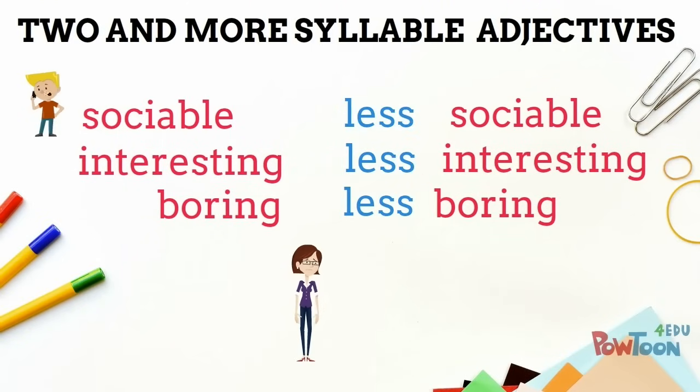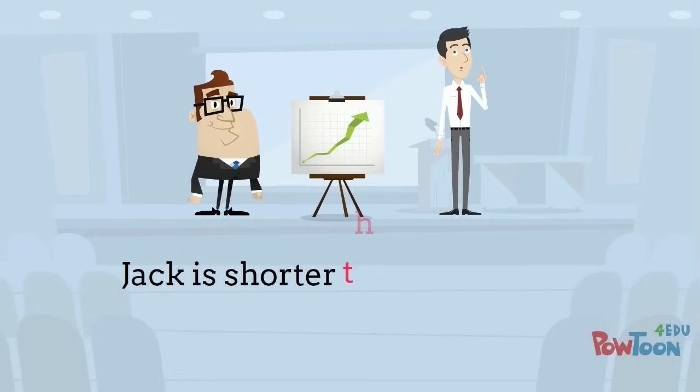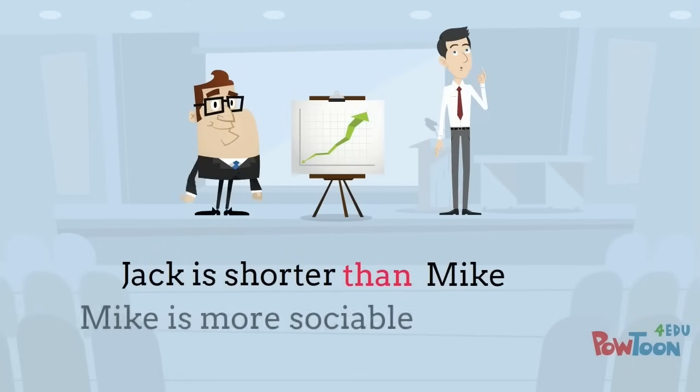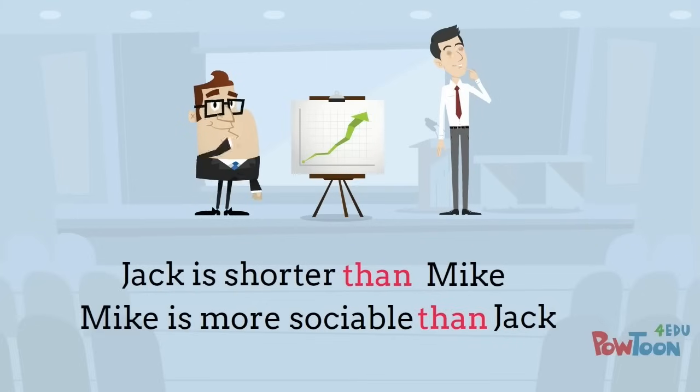The opposite of the word more is less. Less sociable, less interesting, less boring. Jack is shorter than Mike. Mike is more sociable than Jack. So we use the word than when we compare things and people.